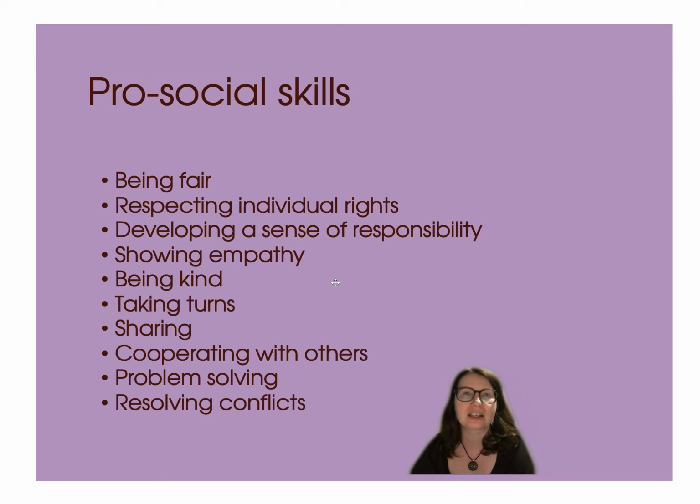For example, here is a list of pro-social skills, such as being fair, respecting individual rights, developing a sense of responsibility, showing empathy and being kind, taking turns, sharing, cooperating with others, problem solving, resolving conflicts. Now think about whether these skills are more likely to show in children who are teenagers or middle school children or toddlers.